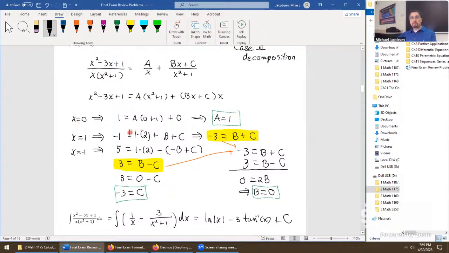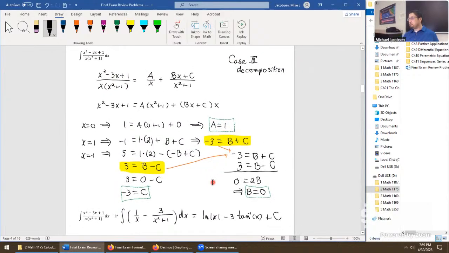Definitely don't do the algebra as spotty as I did. Go a little bit more carefully and slowly, and then everything really goes smoothly once we bring it all back together. Well, any questions, folks, on the case 3 decomposition here?